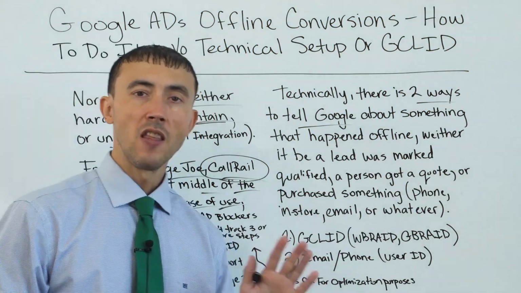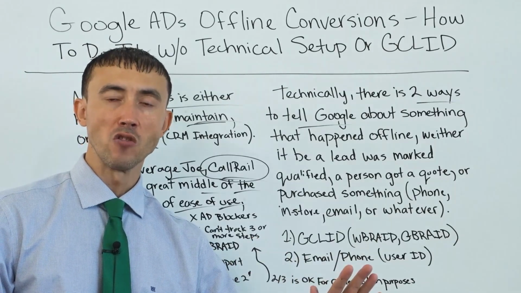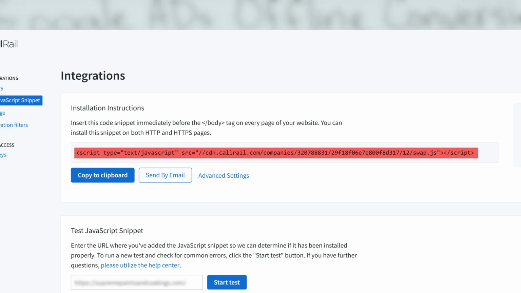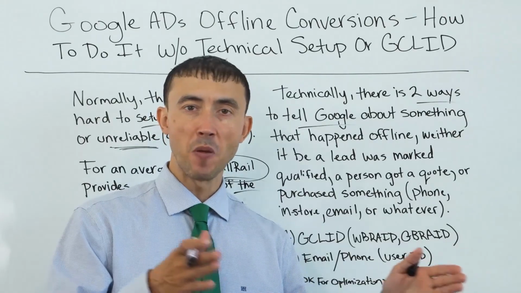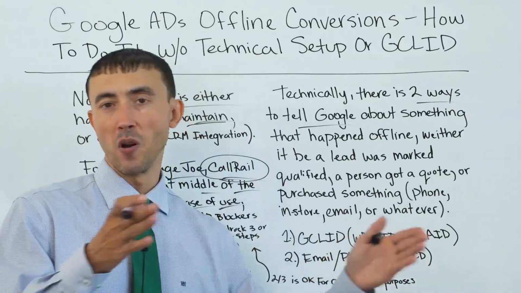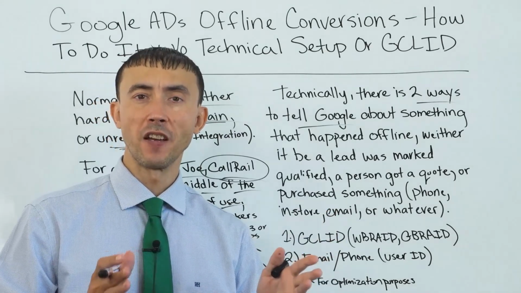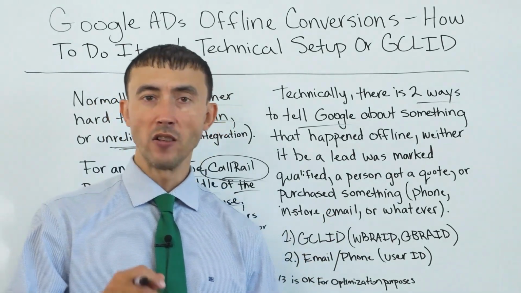Ease of use in that you don't need to know anything about any kind of technical setup to do offline conversion tracking. All you need to do is take the JavaScript tracking code that CallRail gives you and put it on your website footer, which makes it go across the entire website. It's a copy-paste thing. Give that to your developer: put it in my footer. With that said, you're now set up for offline conversion tracking.